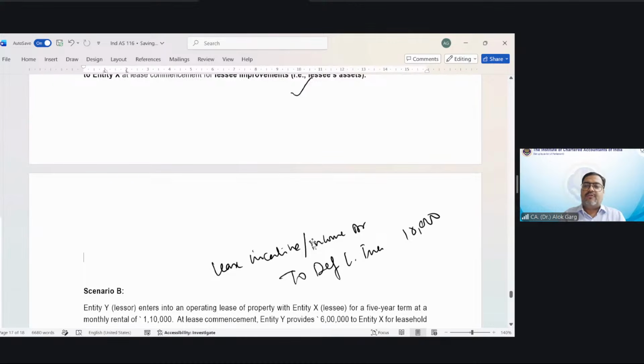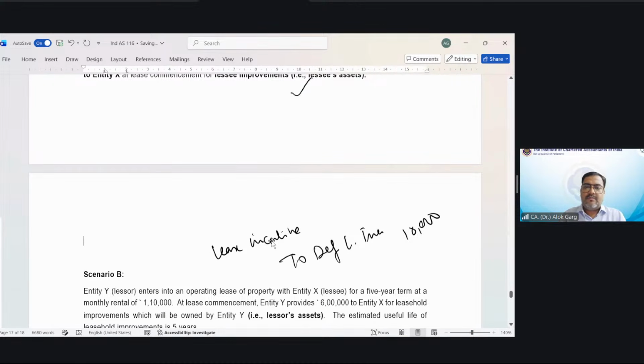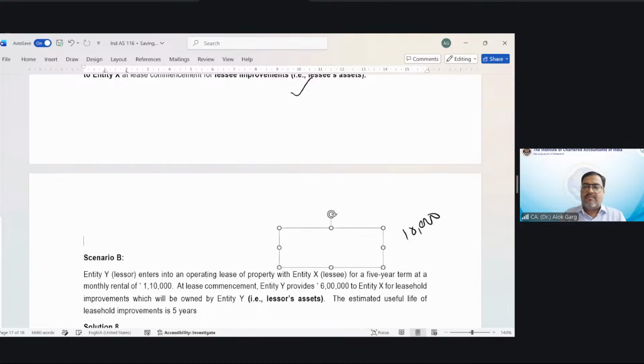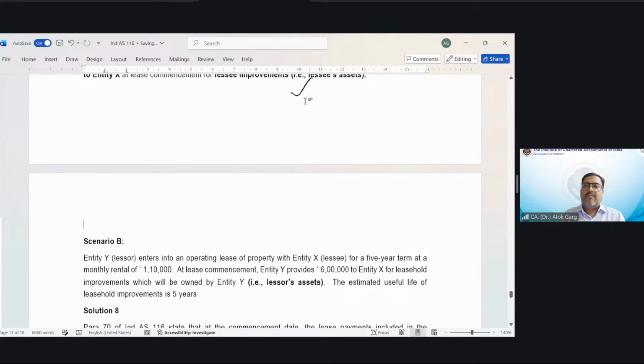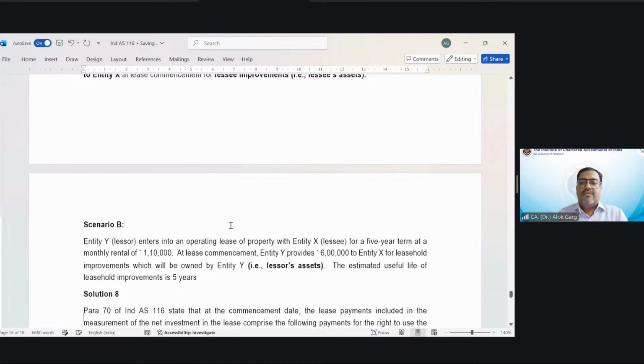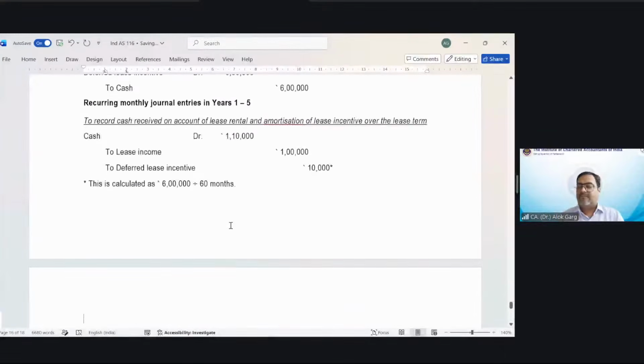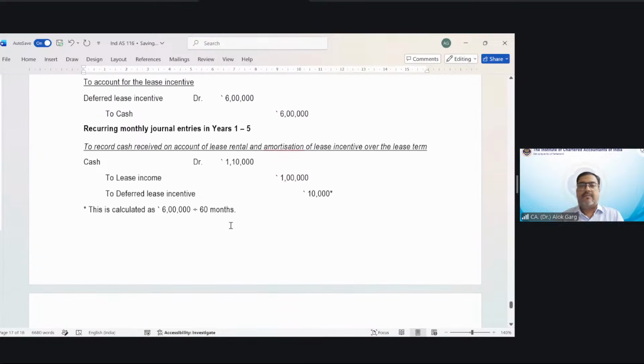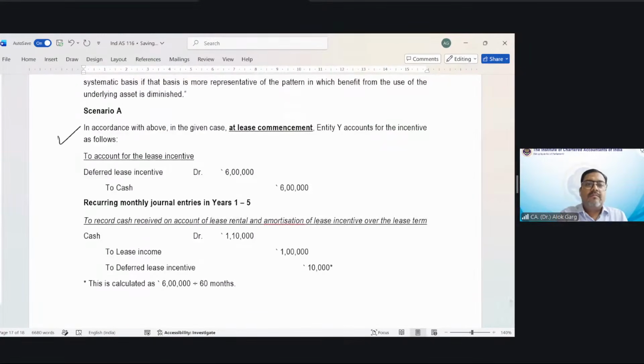Yes, friends. Now let's go to scenario B. Let me show you the solution also. In accordance with the above, in the given case at lease commencement, entity Y accounts for the incentive as follows. First of all, deferred lease incentive asset account debit to cash. Recurring monthly journal entries: cash account debit 110, to lease income 1 lakh, to deferred lease incentive 10,000. This is calculated as 6 lakh divided by 60.